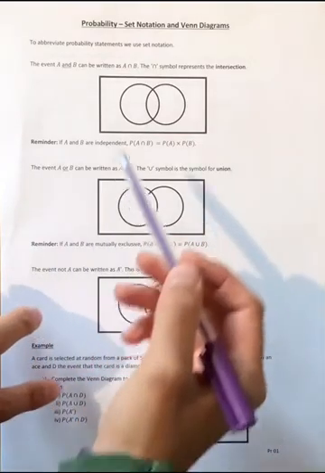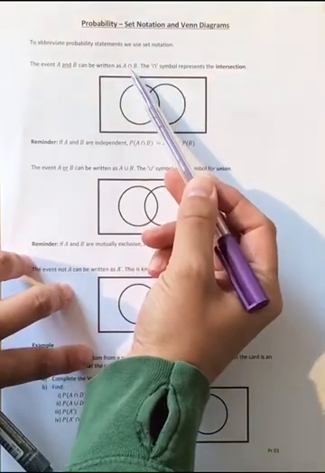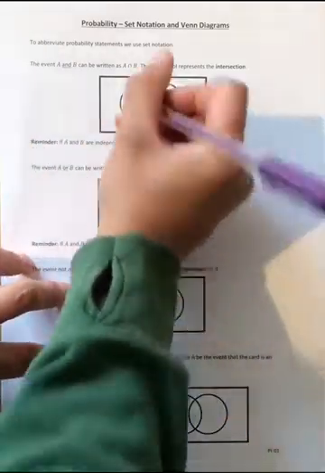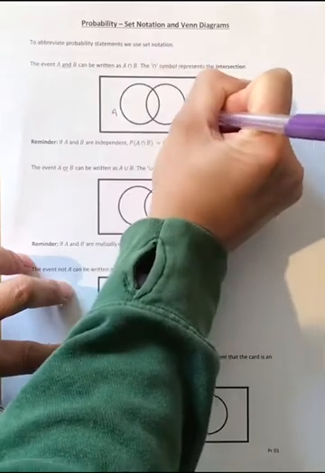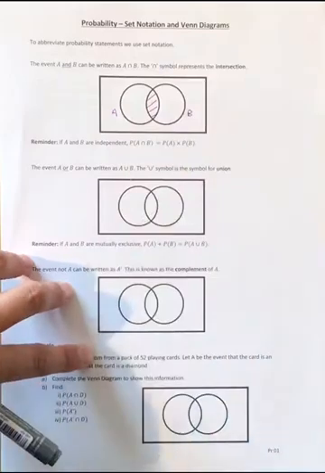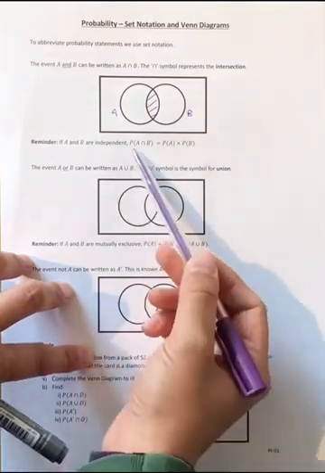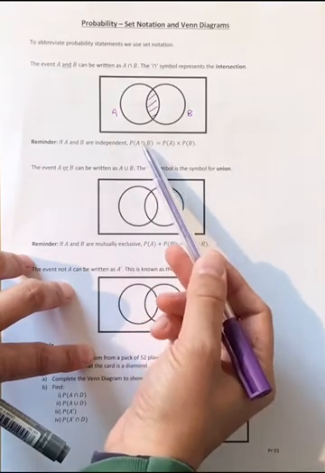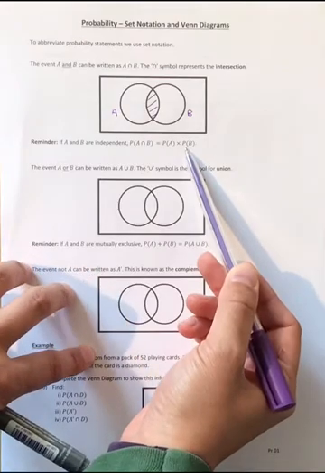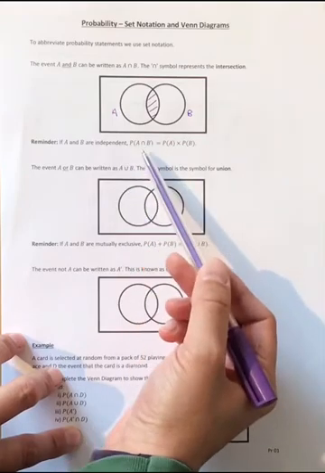So we know that A intersect B is written like this, with this sort of N shape. And if we're looking at it on a Venn diagram, if this circle represents A and this circle represents B, then the overlap is A intersect B. Remember that if A and B are independent, the probability of A intersect B is the probability of A times the probability of B. So remember, independent events don't have any effect on each other.